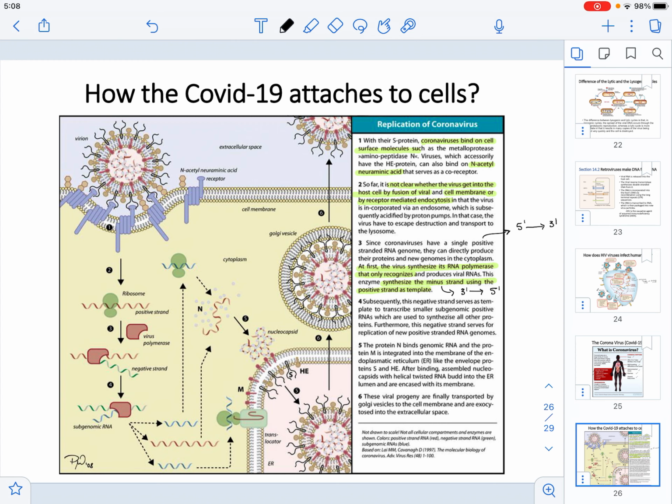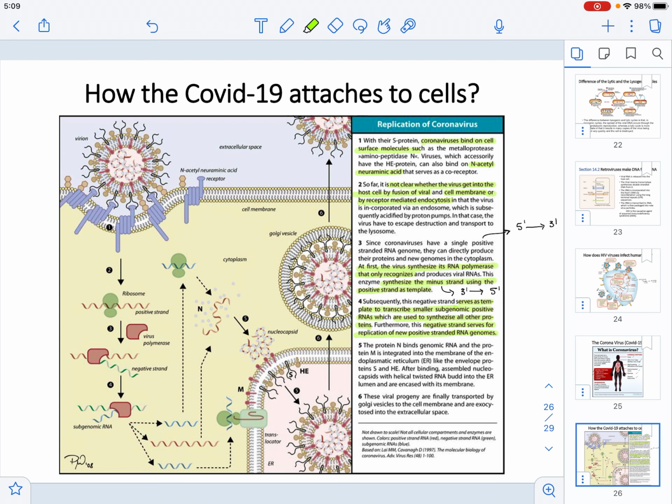After that negative strand has been produced, understand that it serves as the template to transcribe smaller genomic positive RNAs that are used to synthesize all the other proteins that are needed for the virus to be regenerated. Okay? Understand that this negative strand also serves for the replication of new positive-stranded RNA genomes for when the virus is replicating. Now, understand that there are other important proteins that are going to be obtained from this genomic RNA that comes from the virus.